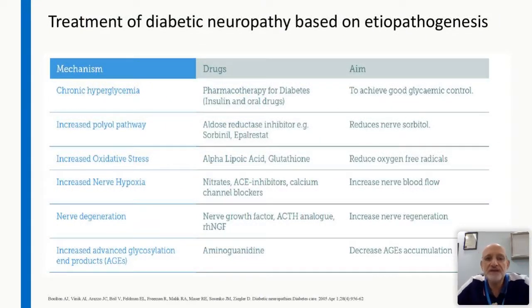When we look at the treatment for diabetic neuropathy, we talked about the pathophysiology or the mechanism of diabetic neuropathy. Number one is you have to correct your blood sugar. You will not get a control unless you control your blood sugar. Your neuropathy will never go away unless you control your blood sugar.